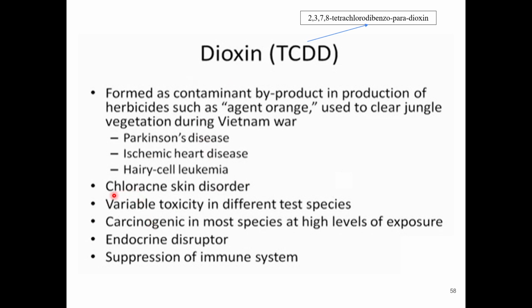It can also result in chloracne, a skin disorder. Variable toxicity has been found in different test species, and at high levels of exposure it is carcinogenic in most species. It also acts as an endocrine disruptor and causes suppression of the human immune system.